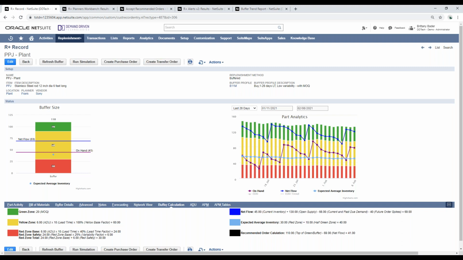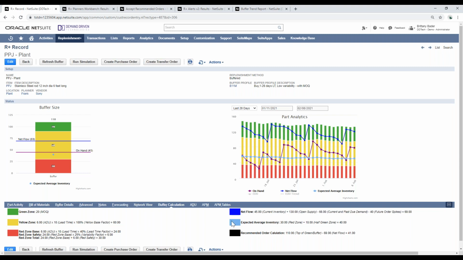So the green zone, it can be an MOQ, it can be a desired order frequency. But for this item, I'm managing PPJ with an MOQ of 20 units. Now, this yellow zone, it's sized using that average daily usage multiplied by the lead time. So that changes based on our change in daily demand. Currently, I'm consuming 6 units a day. I'm multiplying that by a 10-day lead time to get a yellow zone of 60 units.